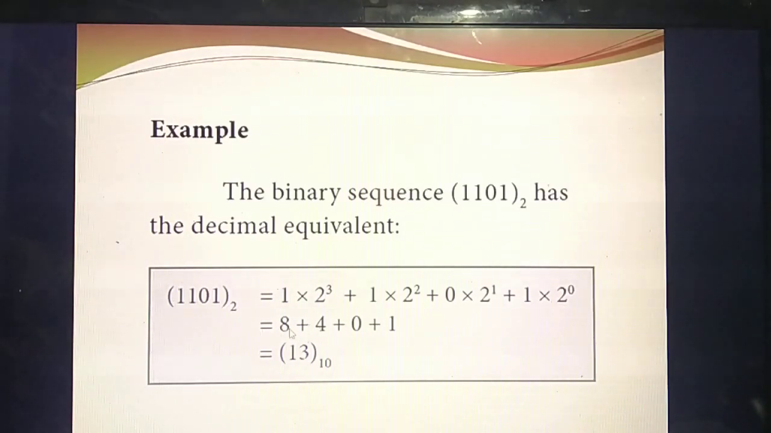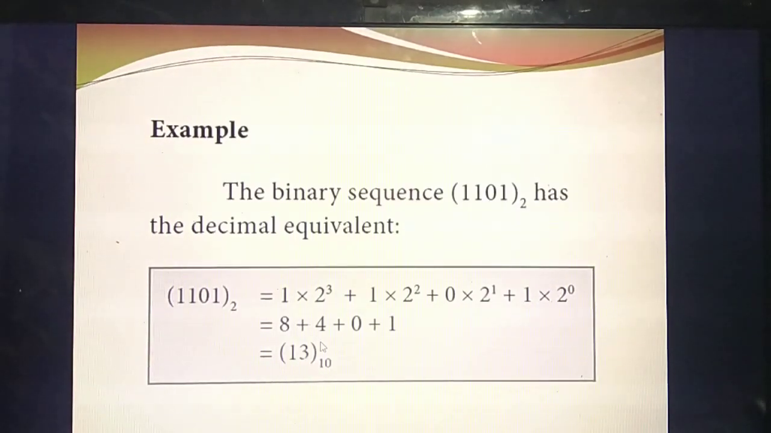Understand? So now add it. 8 plus 4, 12. 0 into 2 to the power 0, anything multiplied by 0, the answer you are getting is 0. Plus, what's the value of 2 to the power 0? 1. Add it: 8 plus 4, 12. 12 plus 0, 12. 12 plus 1, 13. So listen, that I am telling first itself.